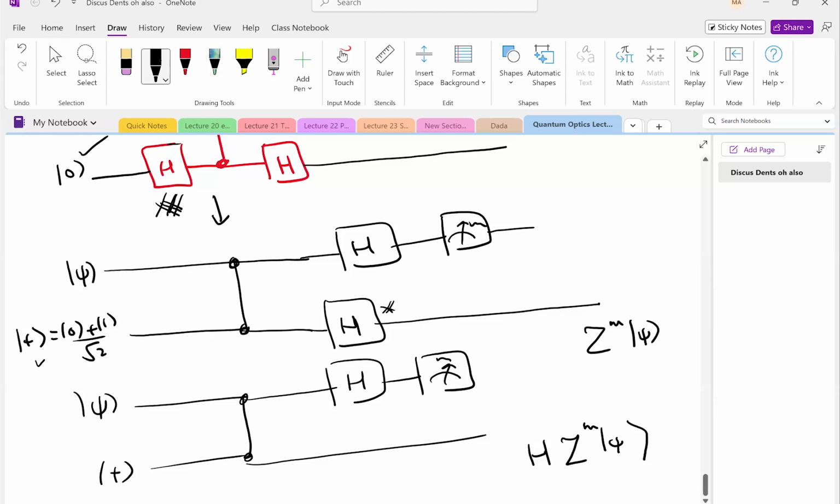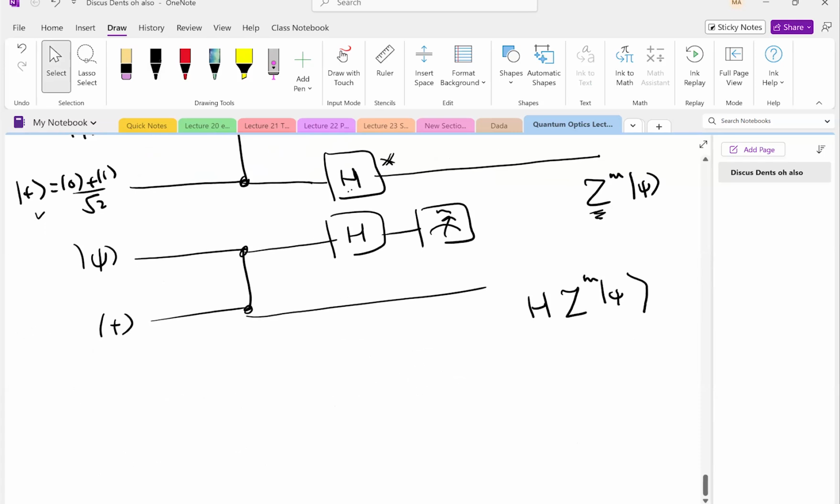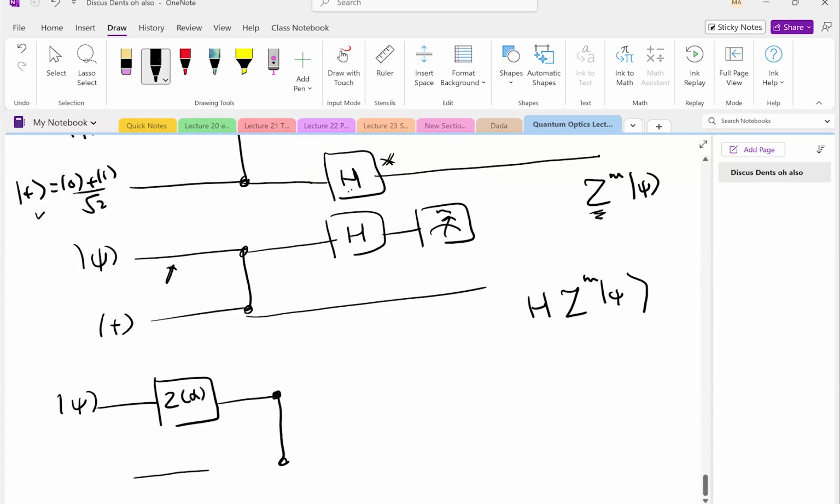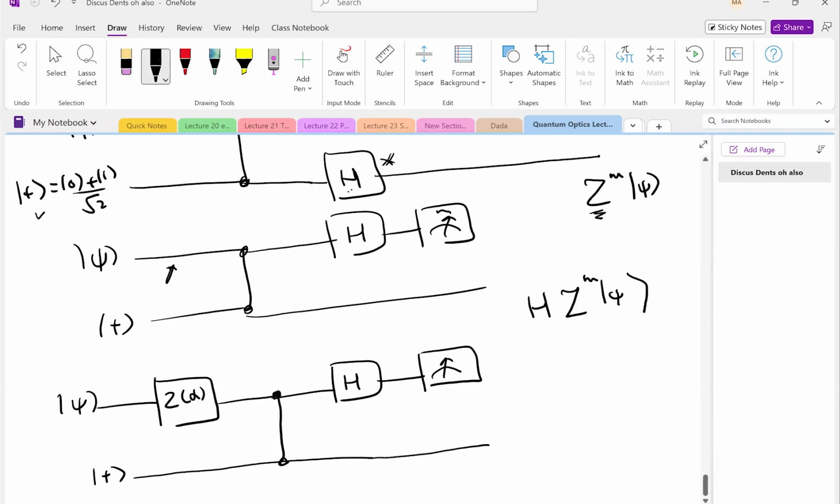Okay, so I can just put this H together with this Z^M. Now, another interesting thing that could be done is that if I were to add another gate onto this input branch, Z alpha, Hadamard, measurement, then now instead of psi, I would have to replace my psi with psi Z alpha.